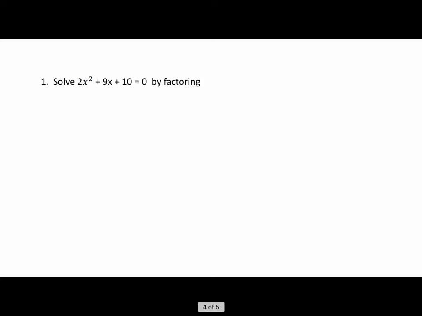So, just to review how we solved equations by factoring, we want to do this example here, 2x squared plus 9x plus 10 equals 0, by the factoring method. First we need to have 0 on one side, so that this is in standard form. And then we need to completely factor the other side. Is there a common factor for all three terms? Nope. So we need to look for factors of the first and last term such that the sum of the products of those factors is the middle term.